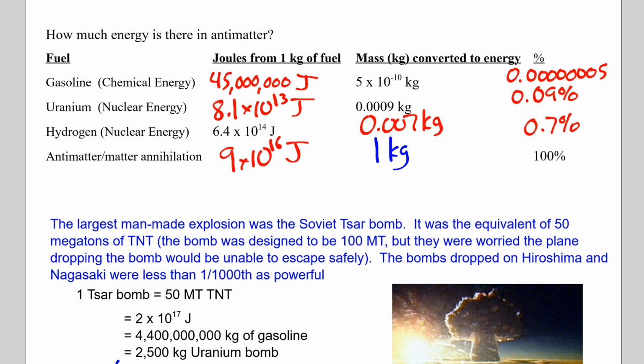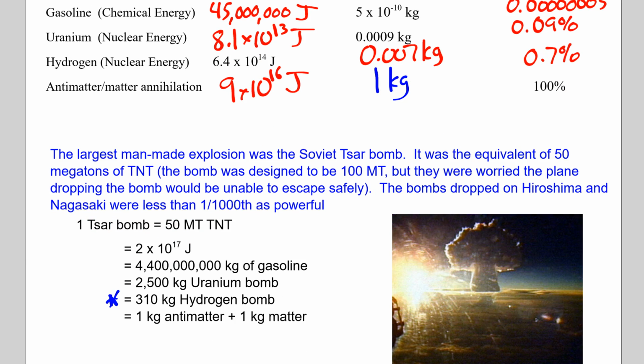It has so much more. It gives 100% of its mass to energy. To give this an example, the largest man-made explosion was the Soviet Tsar bomb. 50 megatons of TNT. They were going to make it 100, but they were worried the plane wasn't going to be able to escape. The bombs dropped on Hiroshima and Nagasaki were less than 1/1000th as powerful.